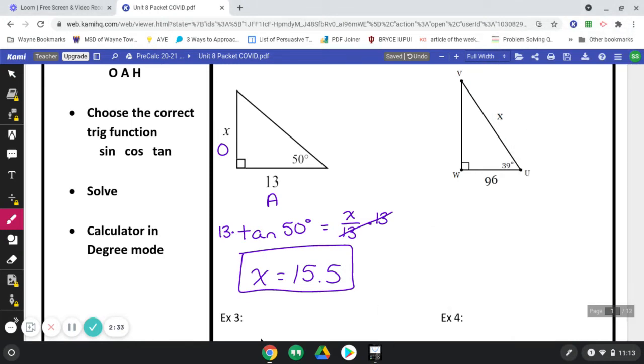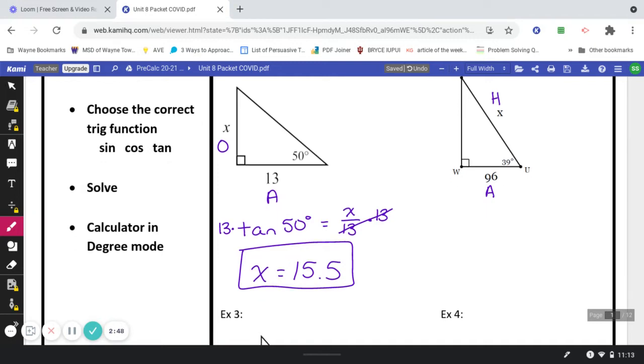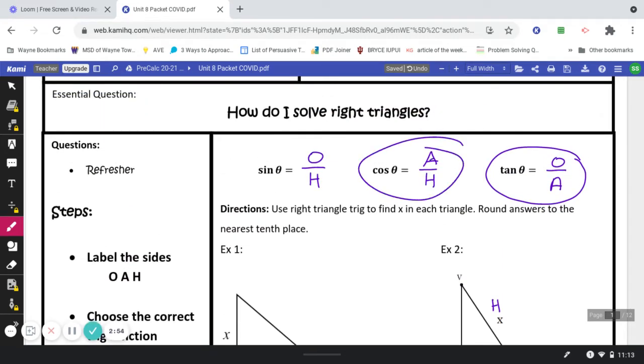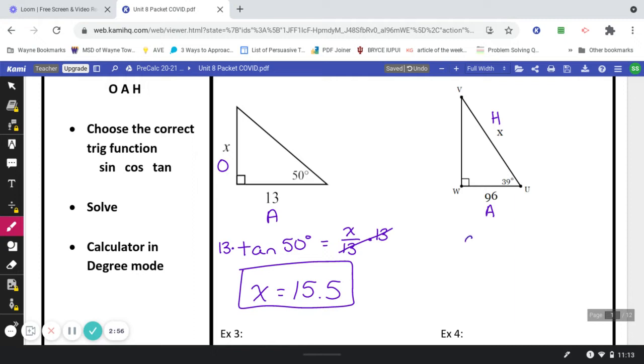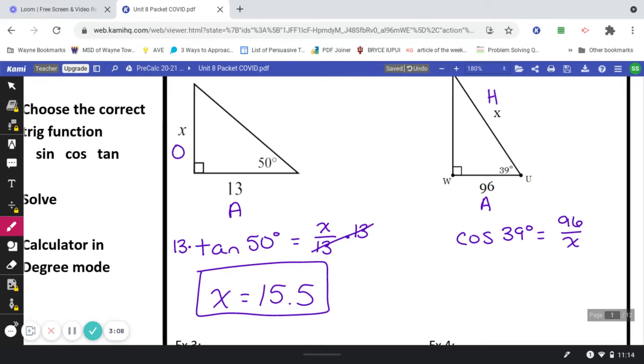All right, let's take a look at the second one. The 96 is the adjacent, and the x is the hypotenuse. The opposite side has nothing on it, so I'm not even going to label it. Because I have A and H, I'm going to use the cosine. We'll set it up as the cosine of 39 degrees equals 96 over x. To solve for x, the first thing I need to do is get the x out of the denominator by multiplying by x on both sides.